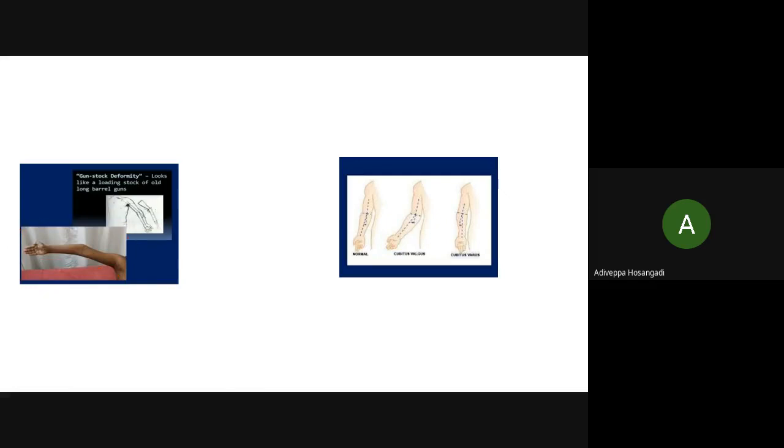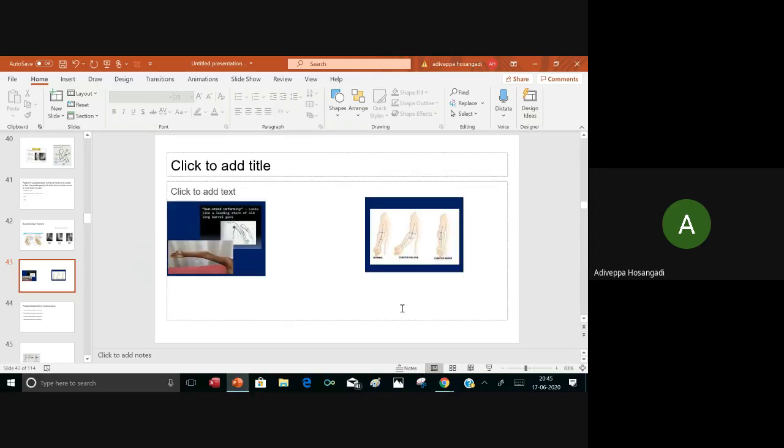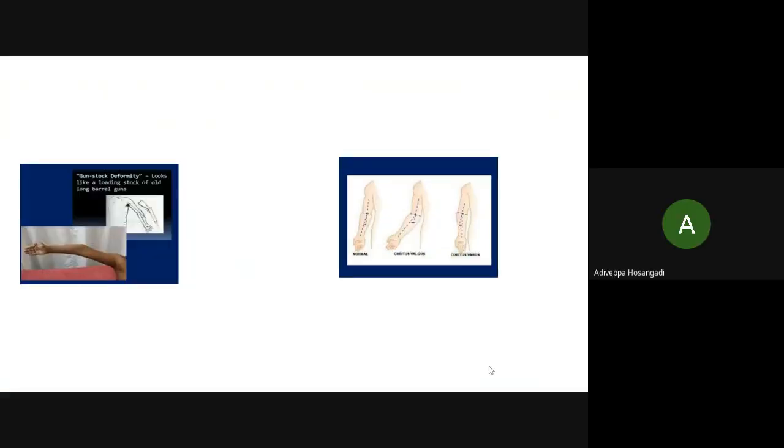So you should remember certain things. What is the normal carrying angle? Carrying angle is nothing but the angle between the long axis of the arm and the long axis of the forearm.